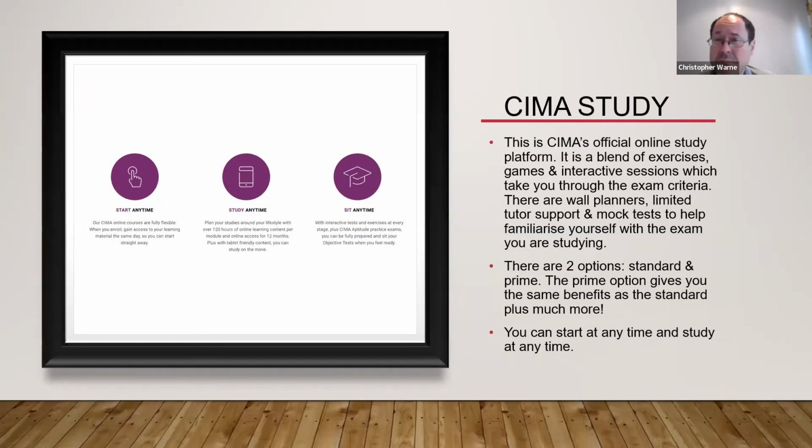From a resource perspective, there will be a teacher that you can liaise with by email, or you can pay a premium for the Prime option, which gives you access to a teacher via telephone as well. There's also a free demo, so you can try before you buy, and you can go for that option online if you want. So that's www.cimastudy.com.